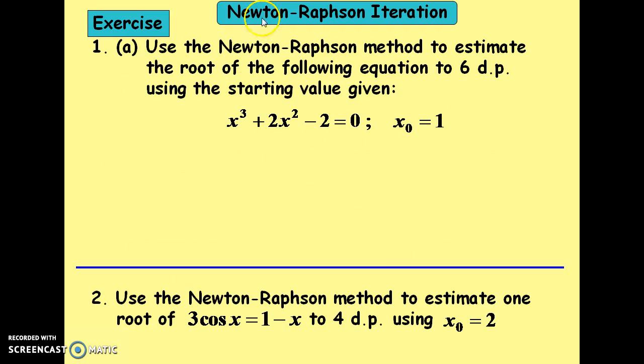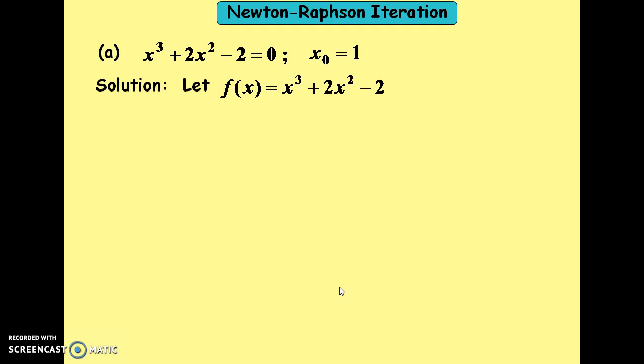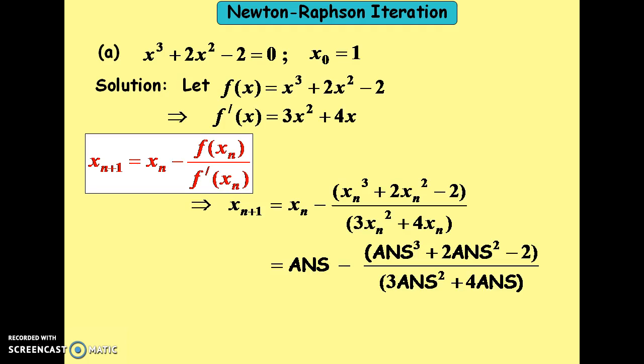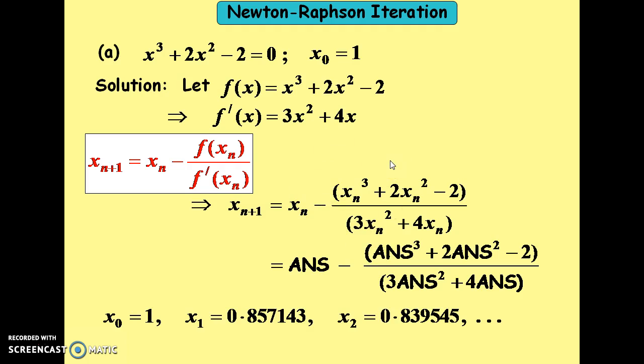Here are examples of the Newton-Raphson method. The students have to find the roots of these equations up to 6 decimal places. Here are some more examples, and this is the procedure for solving the roots of these equations, like the previous one.